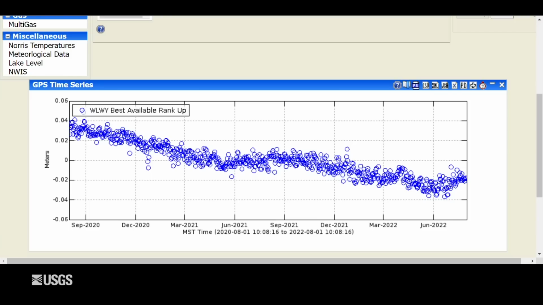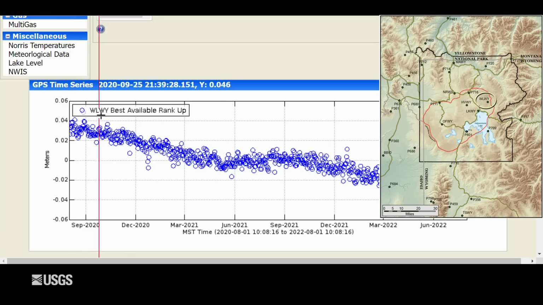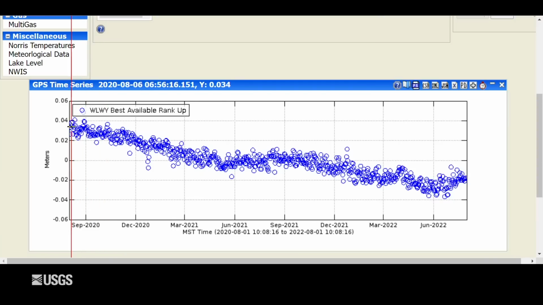Turning now to ground deformation, this is vertical deformation at the White Lake GPS station, which is located on the east side of Yellowstone Caldera on the Sour Creek Resurgent Dome. This plot spans the past 2 years. Each one of these dots represents a day of data. Downward trends indicate subsidence, the ground going down, and upward trends indicate uplift, the ground rising.